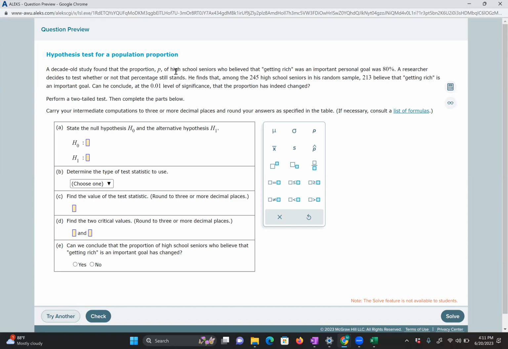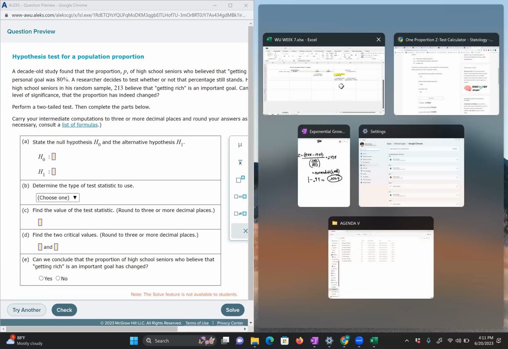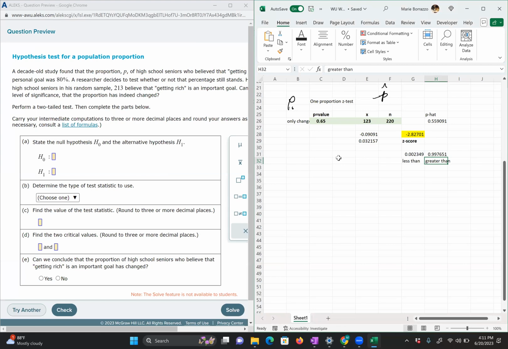So according to this question, a decade-old study found that the proportion P of high school seniors who believed getting rich was an important personal goal was 80%. A researcher decides to test whether or not the percentage still stands and finds that among 245, 213 believe that getting rich is an important goal. So I'll tell you what, I'm going to do this one first in Excel. Then we'll do it on the computer, and then we'll do it on the calculator.